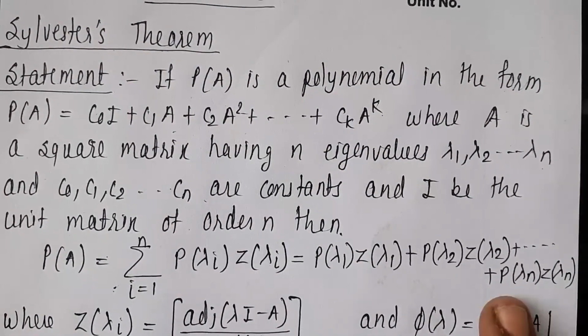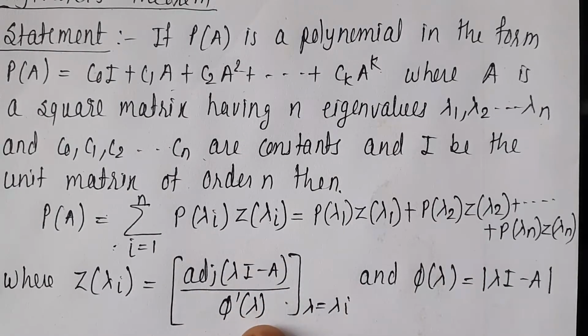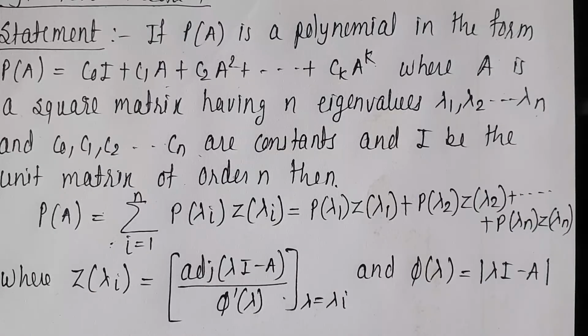Now what is Z of lambda i? Z of lambda i is equal to adjoint of lambda i I minus A divided by phi dash of lambda i, and phi of lambda is determinant of lambda I minus A. Now if you observe this statement carefully, what we want here is lambda I minus A, not A minus lambda I. So this is the major change in Sylvester theorem.